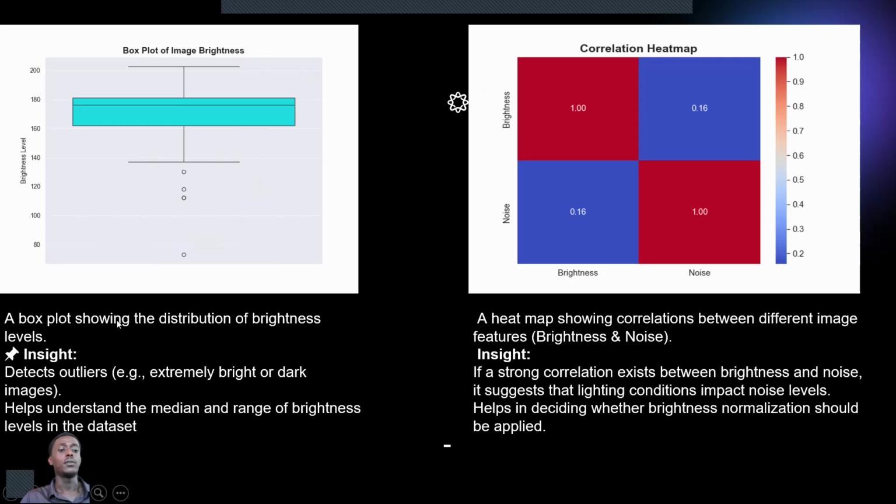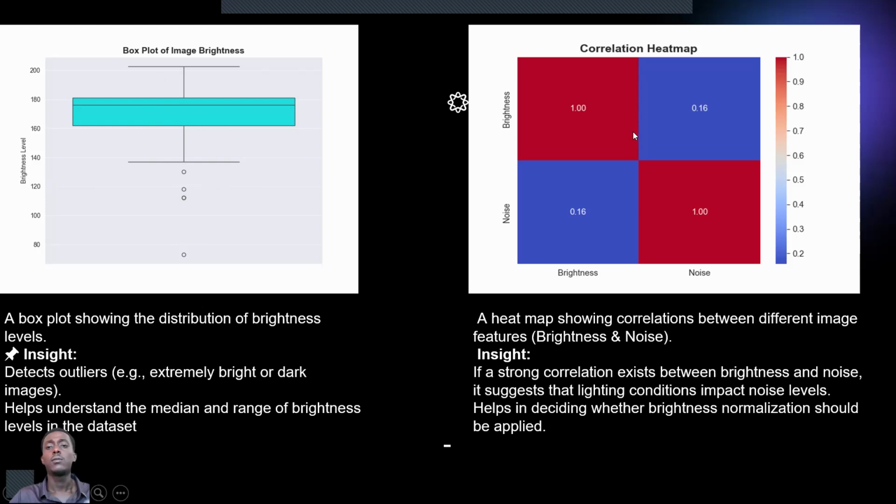Then next, we also wanted to know the amount of outliers in the brightness, and we came up with a box plot to detect outliers. We could think of them as extremely bright images, and we just understand the median and range of brightness. So the box here is the median, and all the brightness levels that lie within the whiskers are considered valid, while those outside the whiskers are known as outliers.